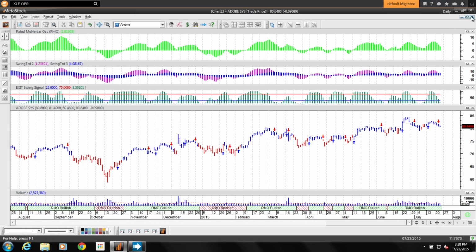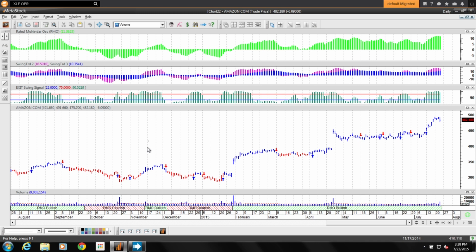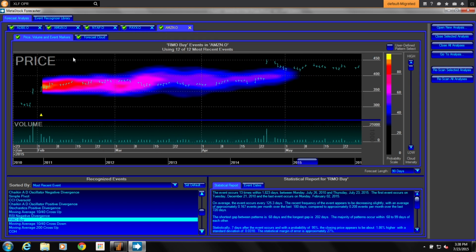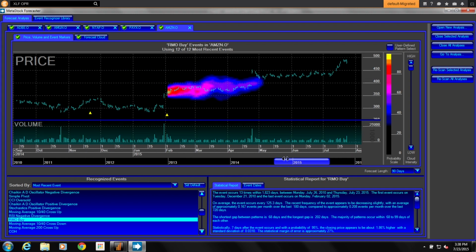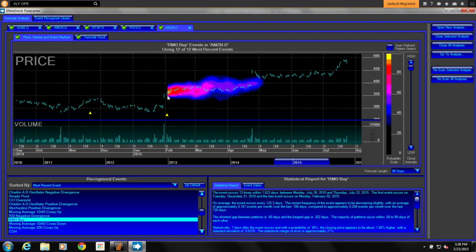So let's close out Adobe Systems here, and let's look at Amazon for just a moment. Again, we're going to go over to the forecaster and look at Amazon. Okay, so this is our example of Amazon with its last RMO buy signal. If we go back in time, we can see that last buy signal on the chart back when it last crossed over. And this is what the forecaster was showing price would do at that time.